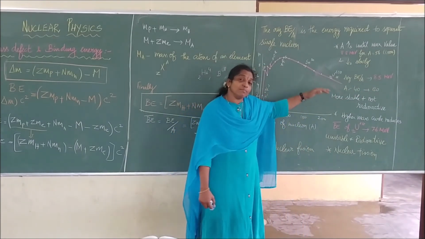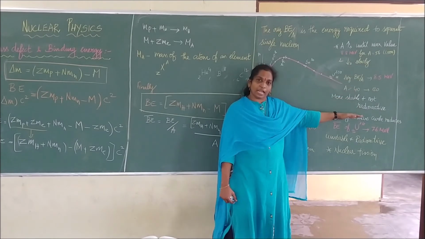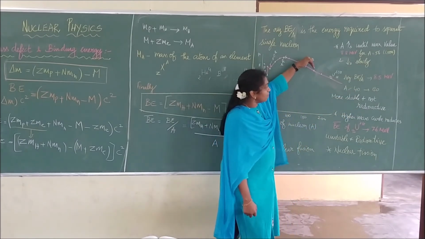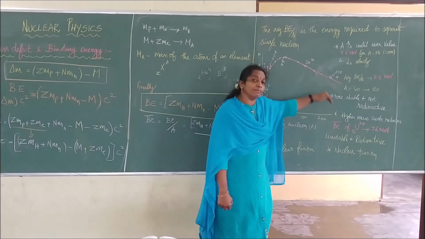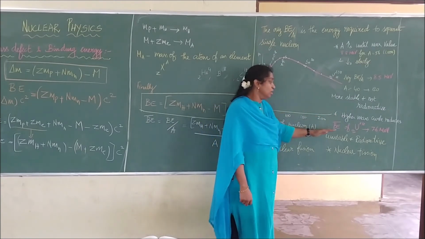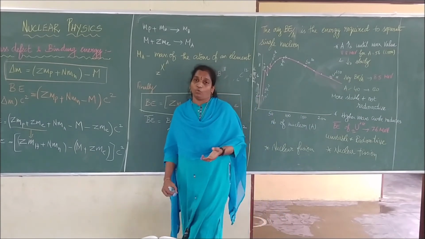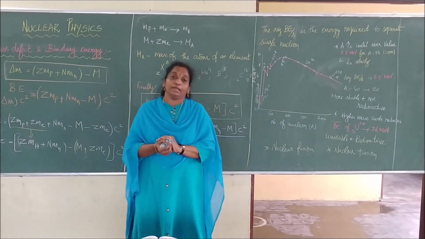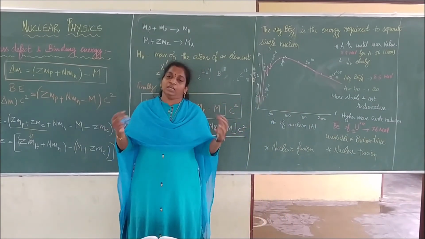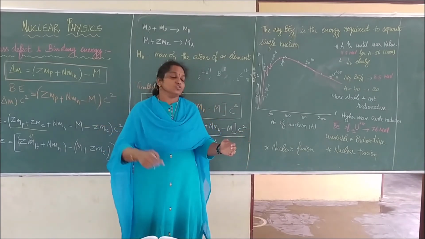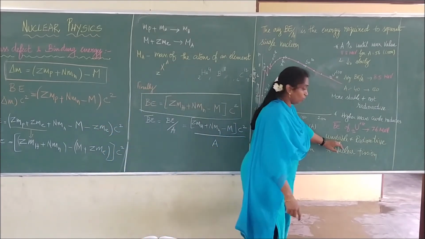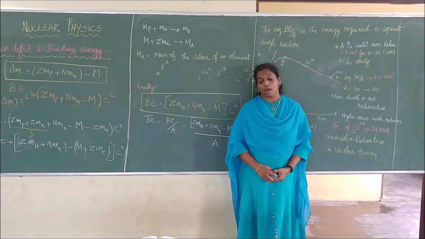Now the elements all have the same non-reactivity. That is why the value is reduced to 7.6 million electron volt. With lower binding energy the elements are unstable, and that is said to be radioactive. Right? We have understood.